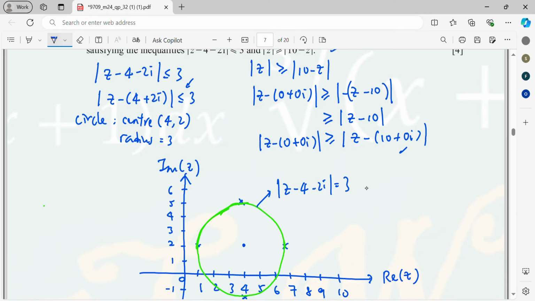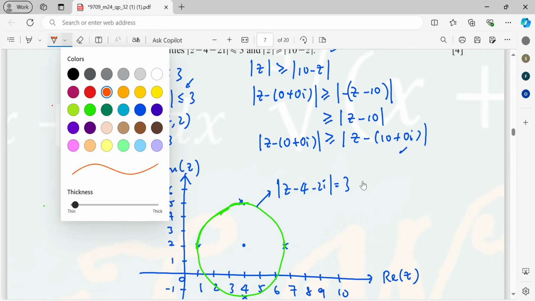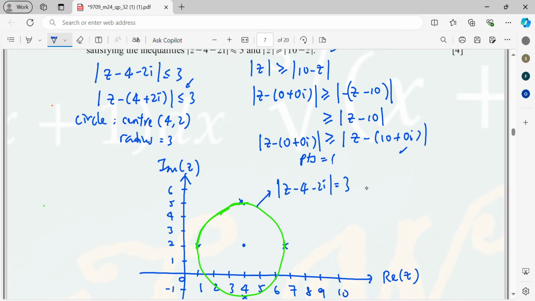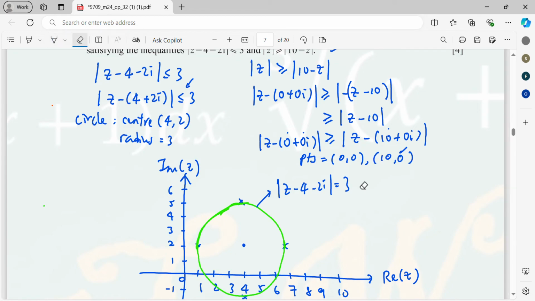And now the next step is to draw another inequality. From the second inequality, I will get 2 points. First point with coordinates (0, 0), and then the second point with coordinates (10, 0). Okay, so (0, 0) and (10, 0). Now I need to get the perpendicular bisector. So obviously the midpoint is at 5.